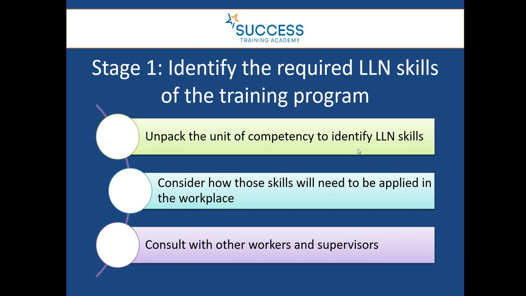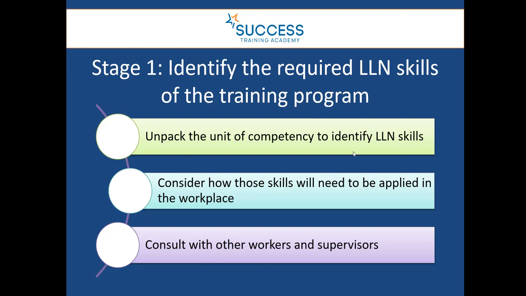So now let's take a look at how we would actually apply the ACSF, what we would do with it. Stage 1, we need to identify the required LLN skills of the training program. What that means is we need to be able to look at our course, a Cert 1, Cert 2, Cert 3, Cert 4, diploma, whatever it might be, and unpack a unit of competency to identify the LLN skills that are within that unit.